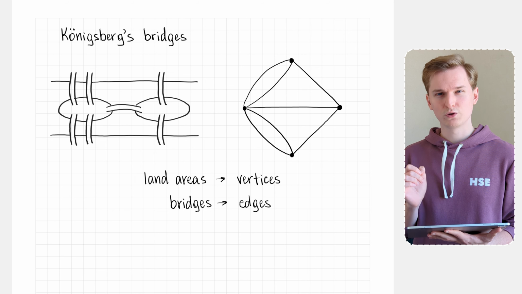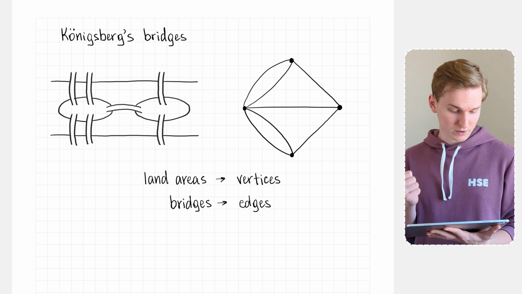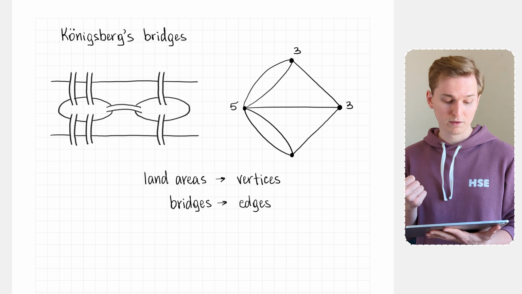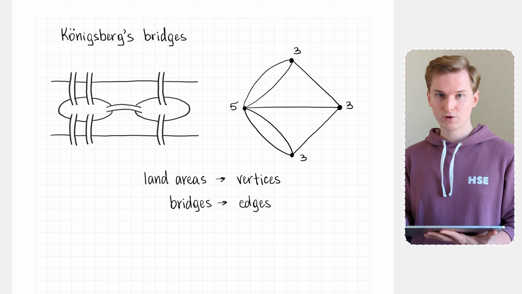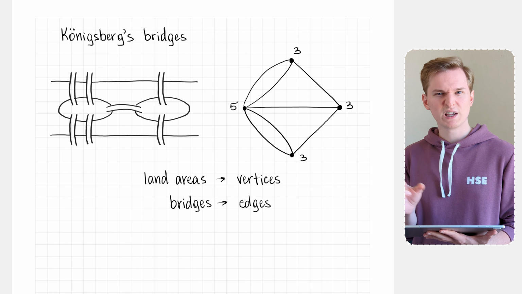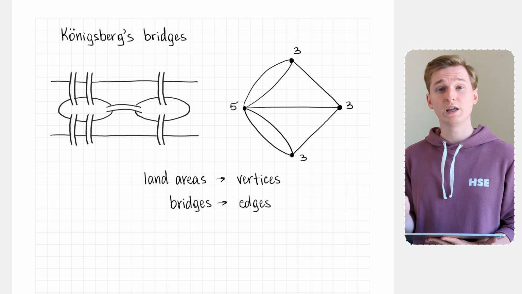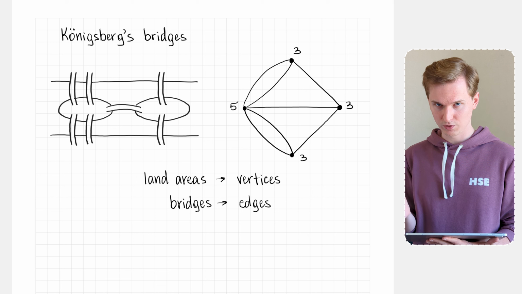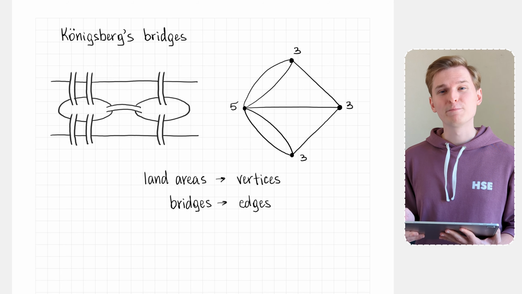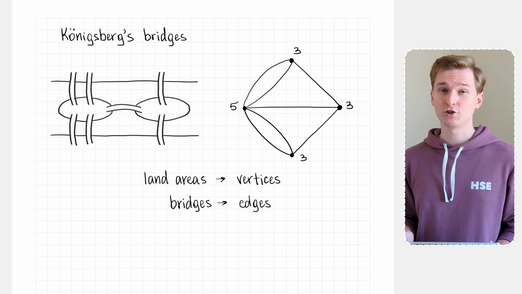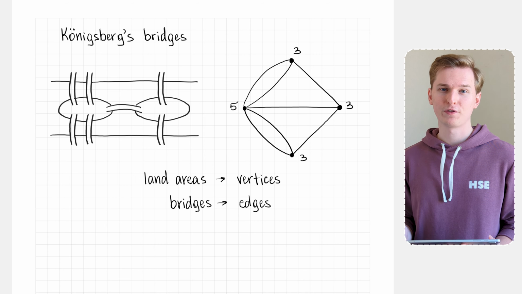Now, if we count the degree of all vertices, we get 5, 3, 3 and 3, which are all odd. Since there are 4 odd degree vertices, and we know that such a walk is only possible if there are at most 2 odd degree vertices, this means it's impossible to take such a walk. Euler proved this result in the 18th century, laying the foundation for graph theory.